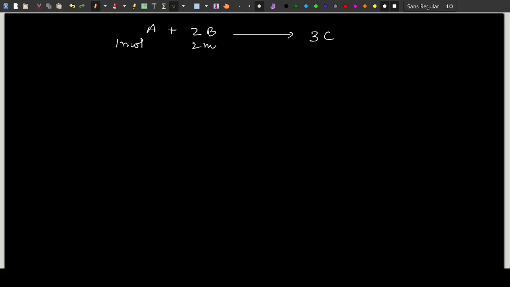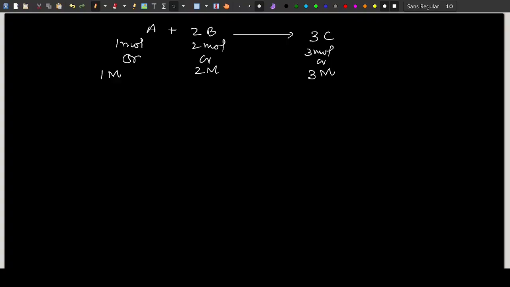Here we can say 2 mole, or here we can say 1 molar concentration, and here 2 molar concentration. When 1 mole of A is reacting with 2 moles of B, they are producing 3 moles of C, or 3 mole per liter of C. Now, dear friends, we have to learn the relationship between the stoichiometry and the rate.